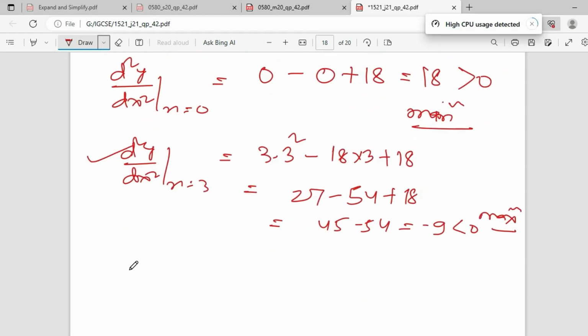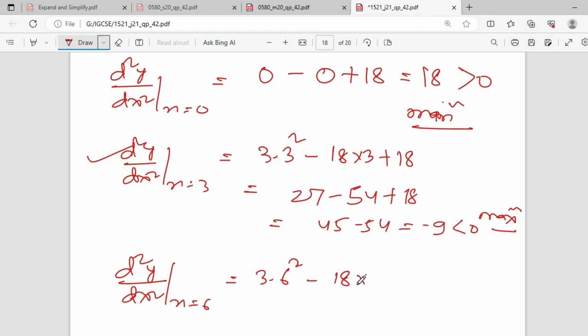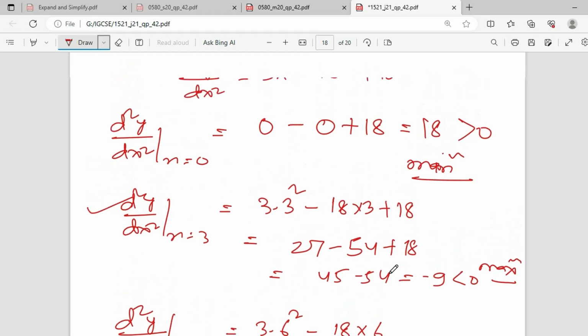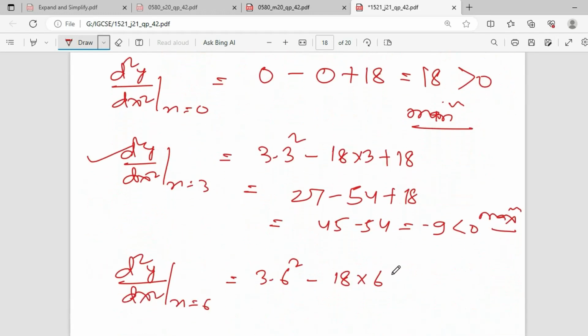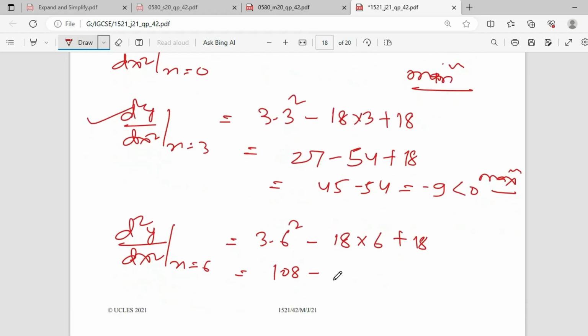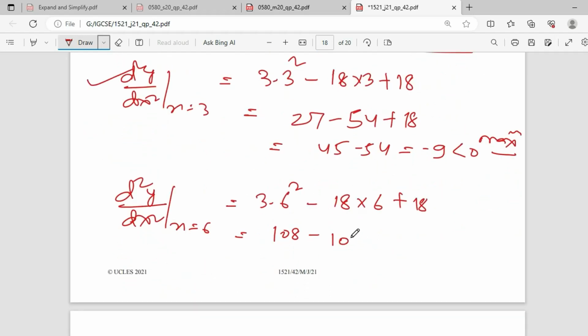Now the third one, d2y by dx square when x equals 6. So 3 into 6 square minus 18 into 6 plus 18. If I solve this, 6 square is 36, 36 into 3 is 108, minus 18 into 6 is 108, plus 18. This and this get cancelled, greater than 0, that means minimum.